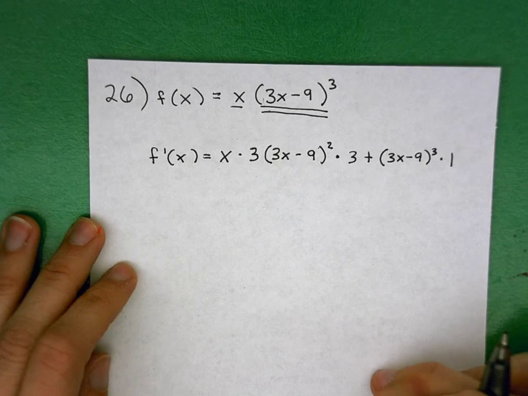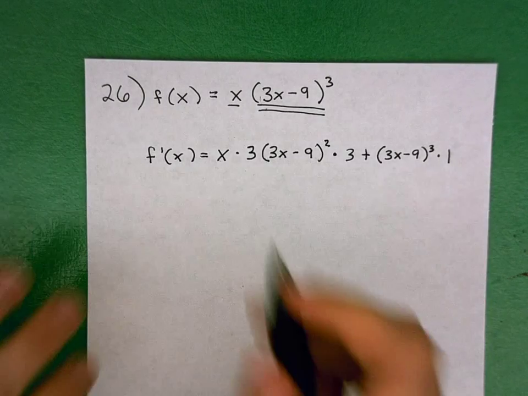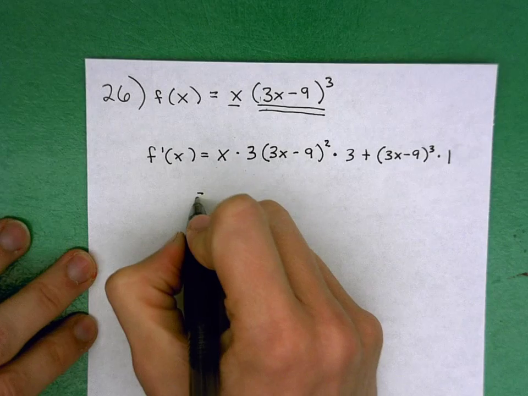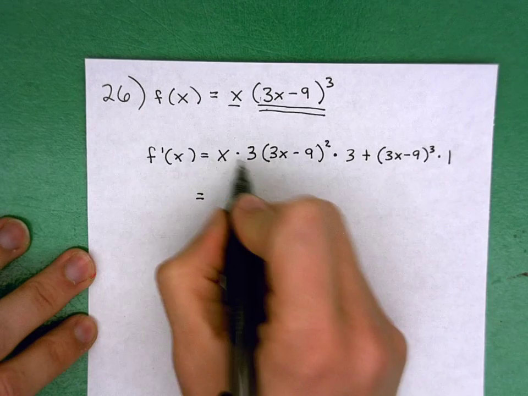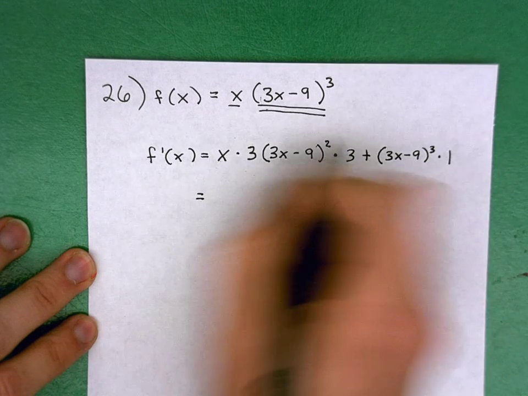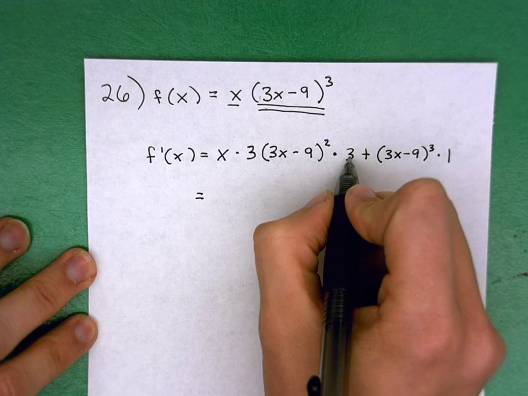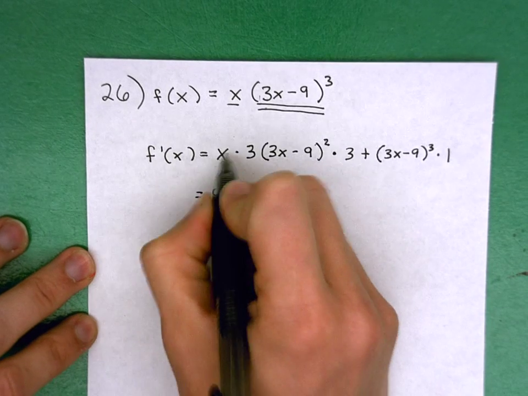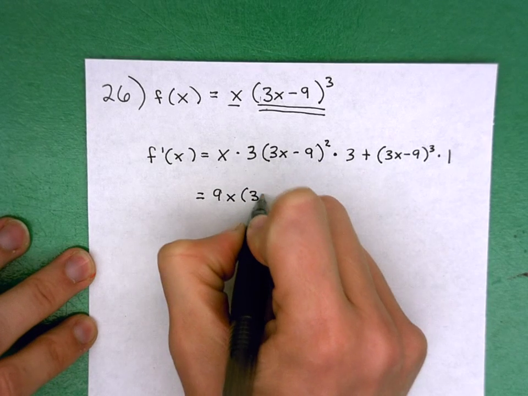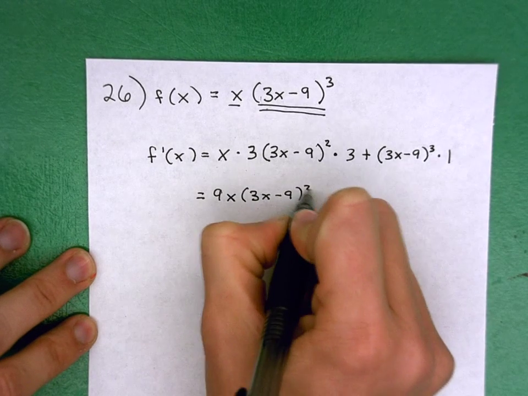Okay. Now eventually I will be looking for terms that I could factor out, but before I get to that, I'm just going to clean this up a little bit. I don't like all the extra dots. I'm going to go ahead and combine some pieces here. And so 3 times 3 is 9. The x will sit next to it. And then you have the quantity 3x minus 9 squared.